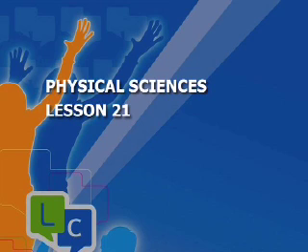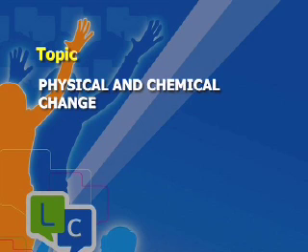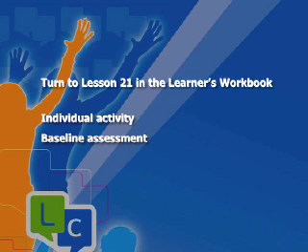Physical Sciences Lesson 21. Topic: Physical and Chemical Change. Turn to Lesson 21 in the Learner's Workbook. This lesson includes an individual activity with baseline assessment.